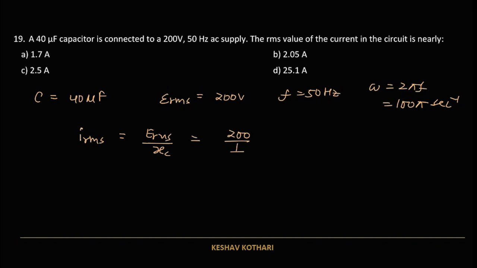So omega is equal to 100 pi into 40 microfarad, that is 10 to the power minus 6, and the value will be in ampere. It is coming out to be 2.51 ampere. So we are going with option C, that is 2.5 ampere. So for this particular problem, option C, that is 2.5 ampere, is correct. Let us move to the next problem.